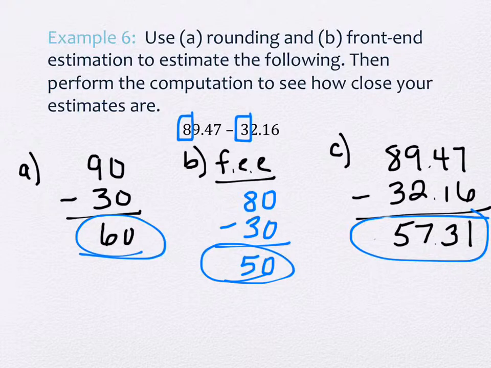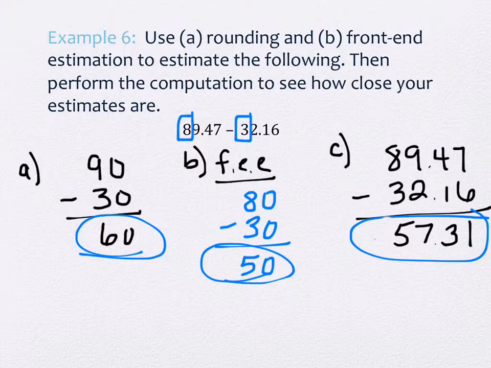Yes? So when you have front end estimation, is it always the place furthest to the left, like if it's hundreds or thousands, or is it always? It's your choice. So when we decided on this problem that we were going to do rounding to the tens place, we also were going to do front end estimation to the tens place. So whatever we decide, we're just going to decide the same thing for both of the problems.